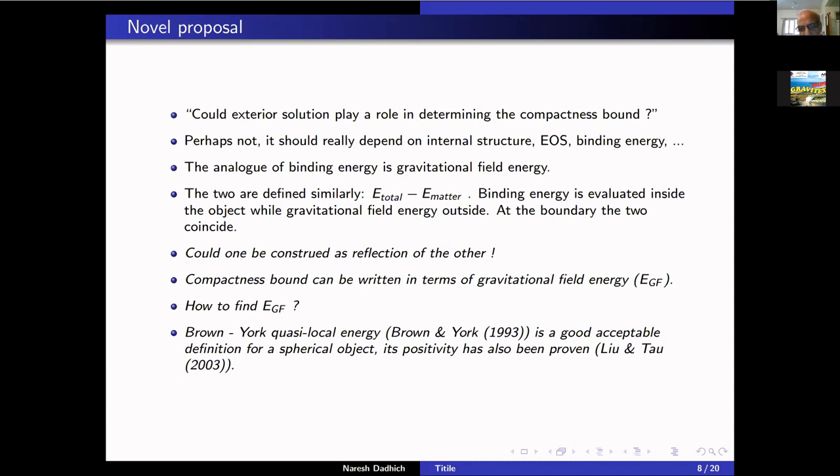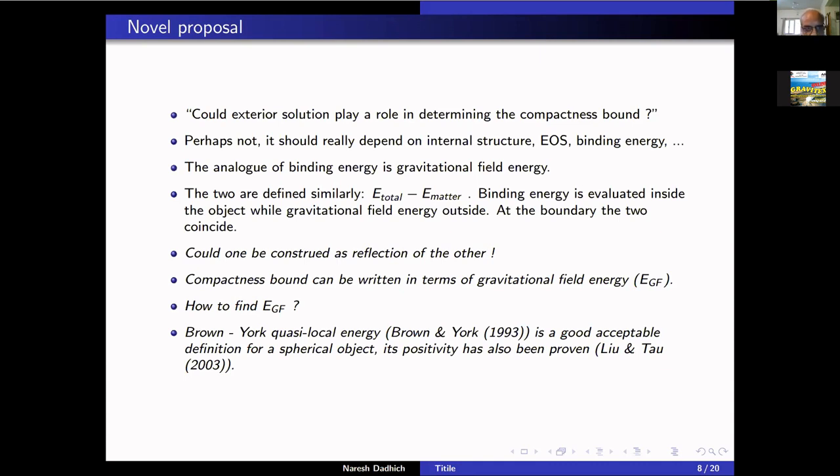We can, however, ask a simpler question. Let us try to first translate the Buchdahl bound in terms of the gravitational field energy. Then you may say that we are on much slippery ground with gravitational field energy. How do you evaluate gravitational field energy? Because energy by itself in general relativity is a very ambiguous quantity, and more so the gravitational field energy.